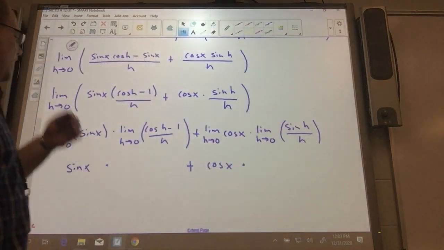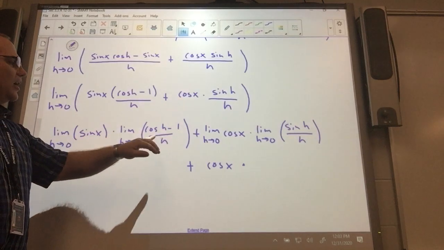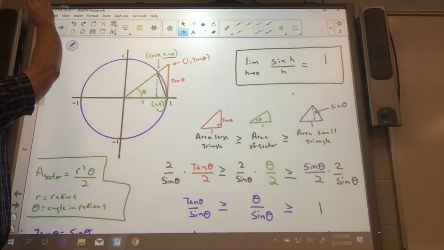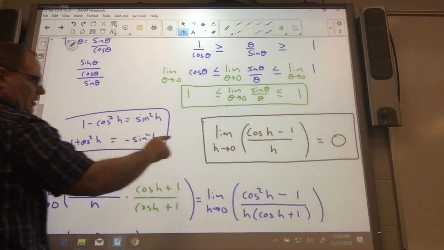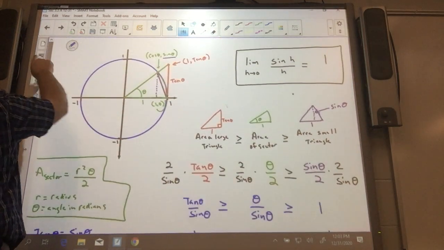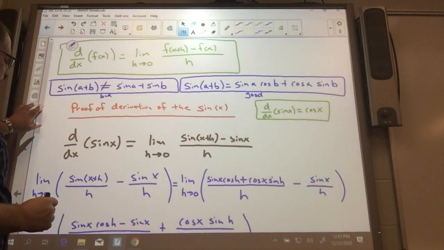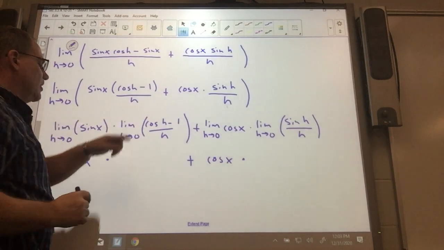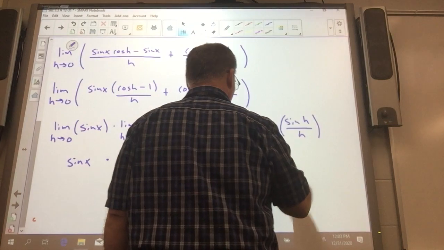Well, we just saw that if we do the limit as h approaches 0 of the cosine of h minus 1 over h, we saw on our previous page, if I go back there and go down, that that limit is 0. And that other limit is going to be equal to 1. So now I can go back here and say, yep, I can now say with 100% certainty that this limit here is going to go to 0. This limit here is going to go to 1.